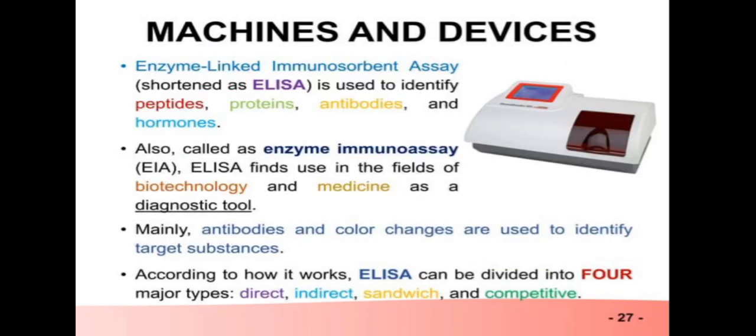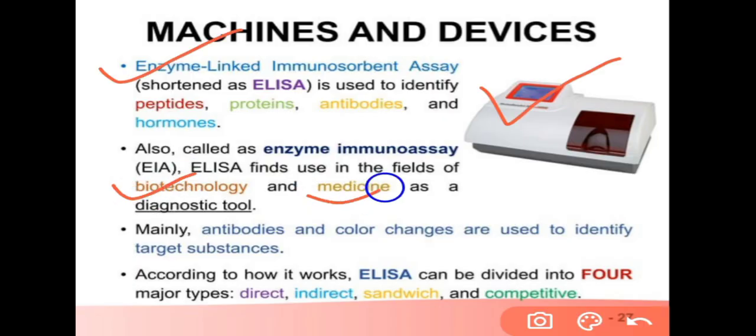Now the ELISA test. ELISA can be performed as an enzyme linked immunosorbent assay. That is, enzyme linked immunosorbent assay is ELISA. We will identify peptides, proteins, antibiotics and hormones. That is used in the biochemistry lab and the medicine lab, mainly biotechnology and machinery.